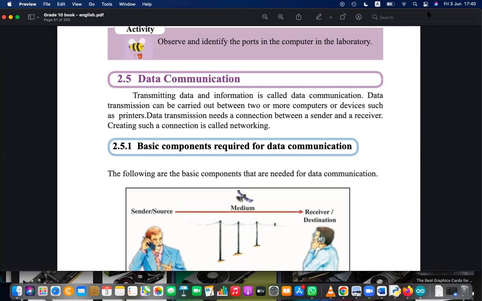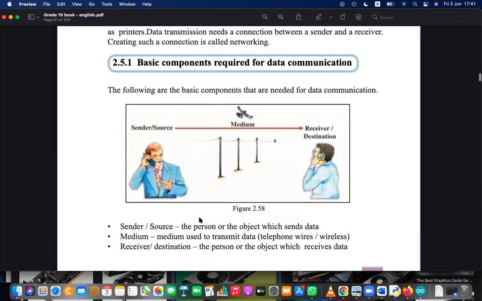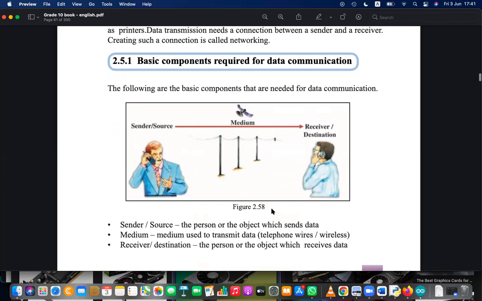Communication basically happens with a minimum of two parties. So there should be two parties for the communication purpose. At least there must be two parties, and these are the fundamental or basic components needed for communication: sender or the source, receiver or the destination.